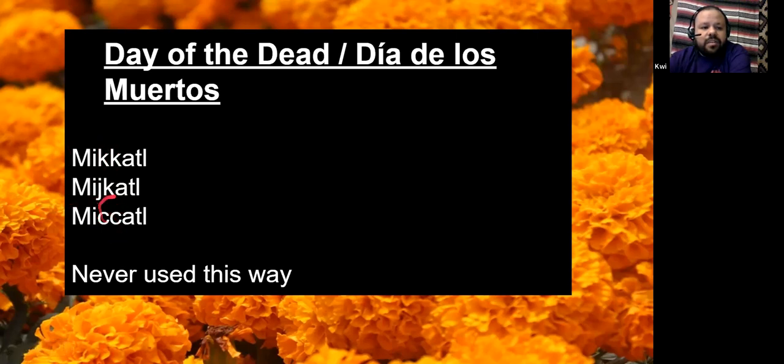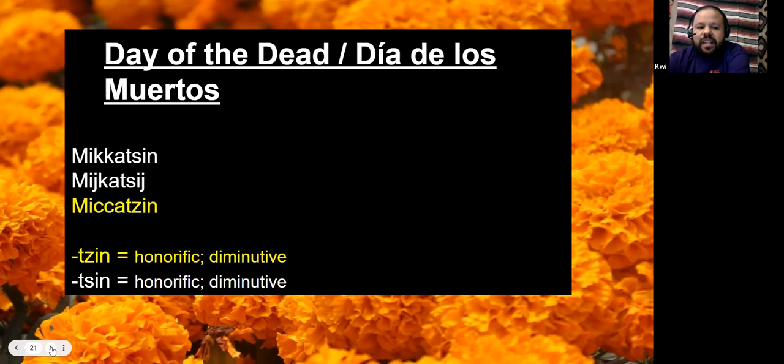Just know that with the double K or double C, the first one is a sound, mihkat. This means dead person, but it's never used this way. It's used in an honorific, diminutive way, like little, and paying respect to it. The tsin is equivalent to ito or ita in Spanish. So we have mihkatsin, right? If you notice, the siwat was explaining that mihka ilwit is mihkatsin and ilwit. So mihkatsin is muertito. Beloved little person would be the translation in English. Mihkatsin.